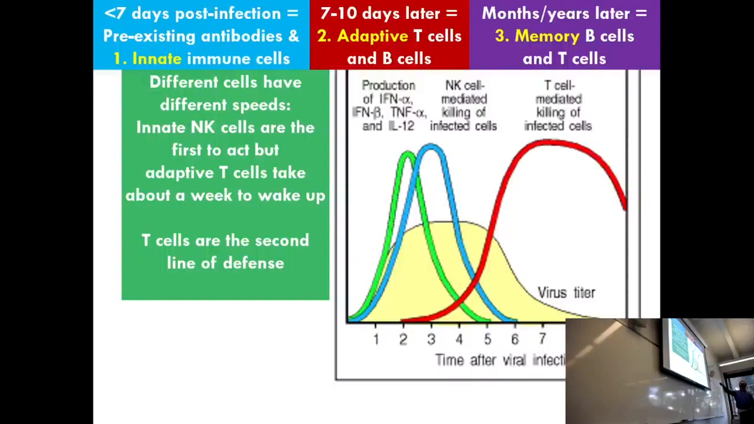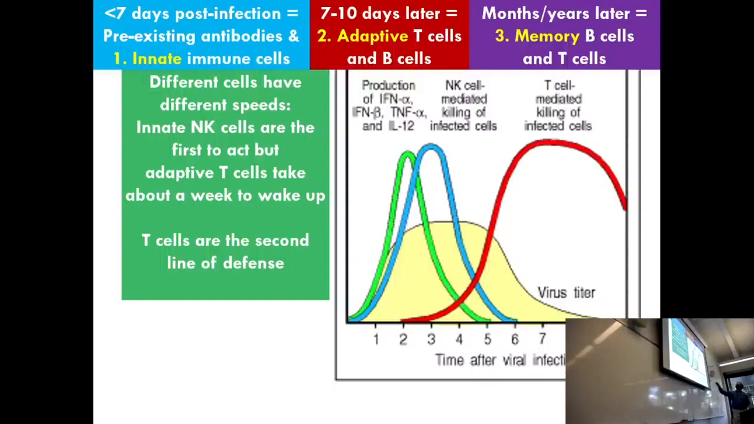If you already have antibodies around, or if your innate immune cells are activated, then they react right away, but they don't learn. It takes time to learn, and so it takes 7 to 10 days for your adaptive T cells to learn about something new and to make a molecule that will shield you against a new infection that it's never seen before.